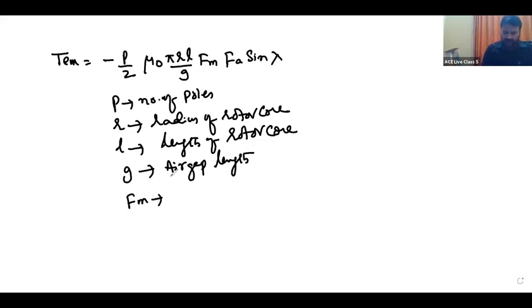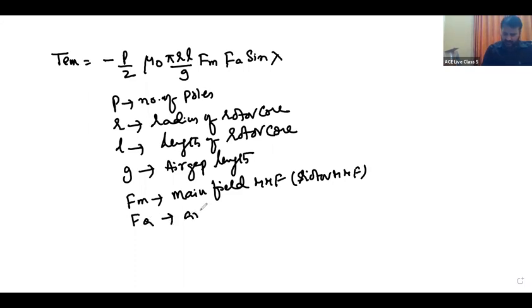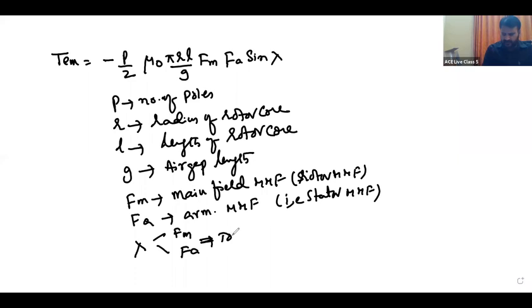F_M is the main field MMF, that is the rotor MMF, and F_A is the armature MMF, that is the stator MMF. Lambda is the angle between F_M and F_A. This is called the torque angle.